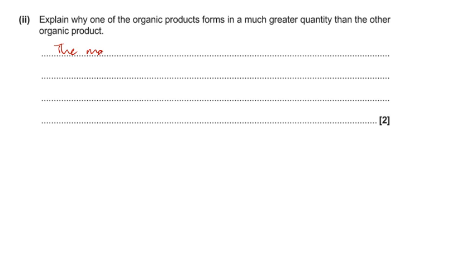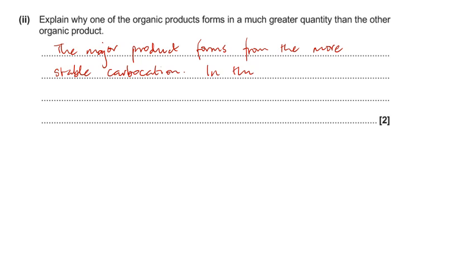The major product forms from the more stable carbocation. Right, in this case, the carbocation was a tertiary carbocation, wasn't it?